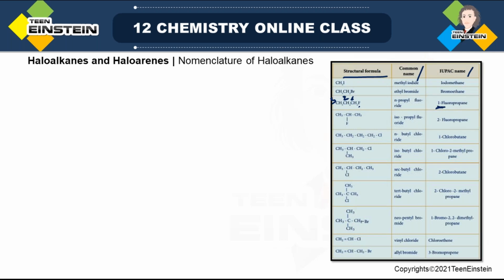Next molecule, just see, same number of carbon, hydrogen, fluorine. So it is actually the isomer of the third compound, right? The only difference is here F is not present at the terminal carbon, but it is present at the middle carbon.